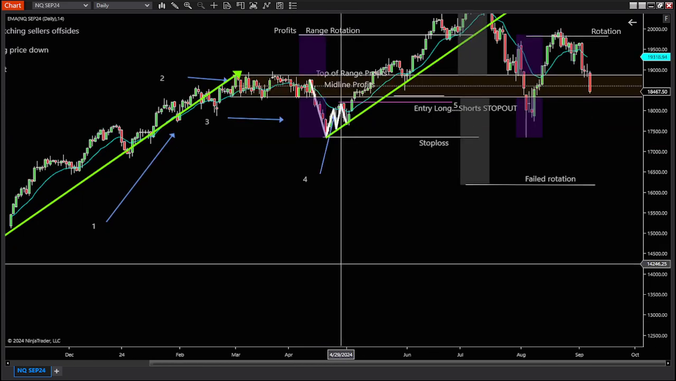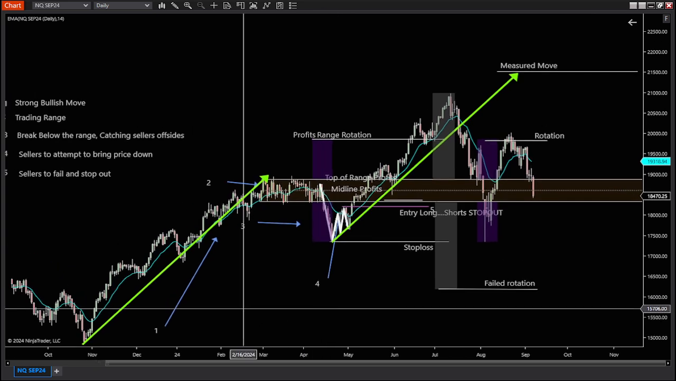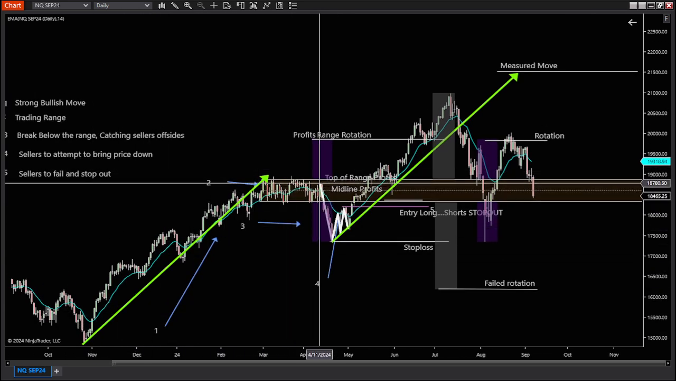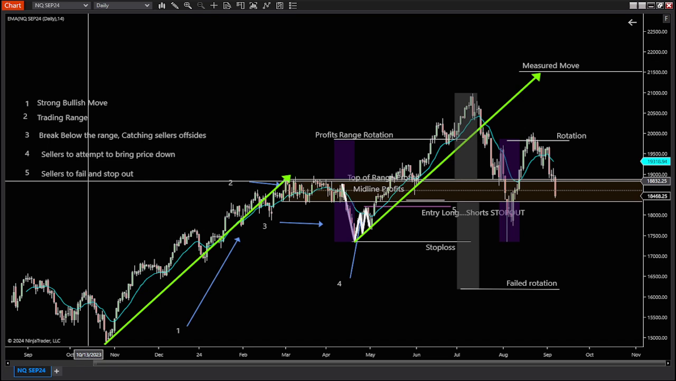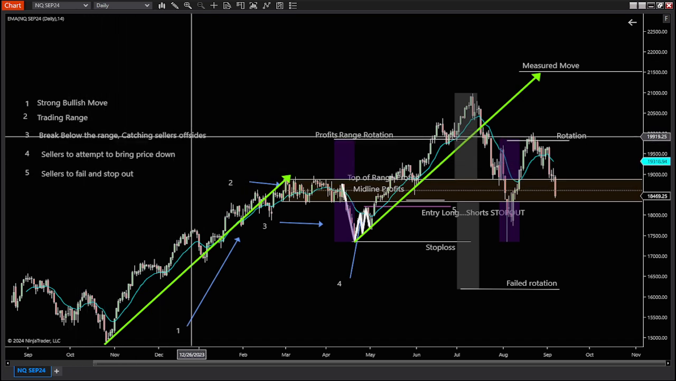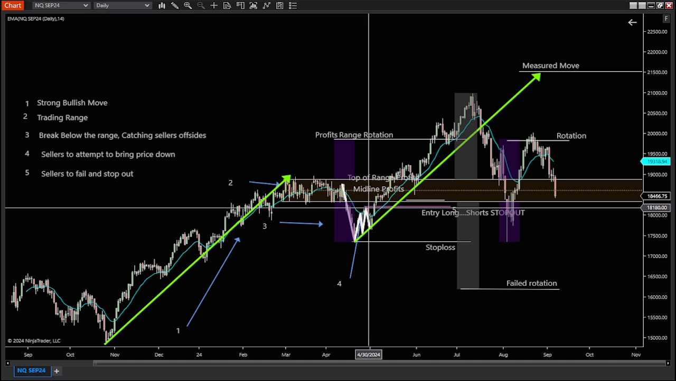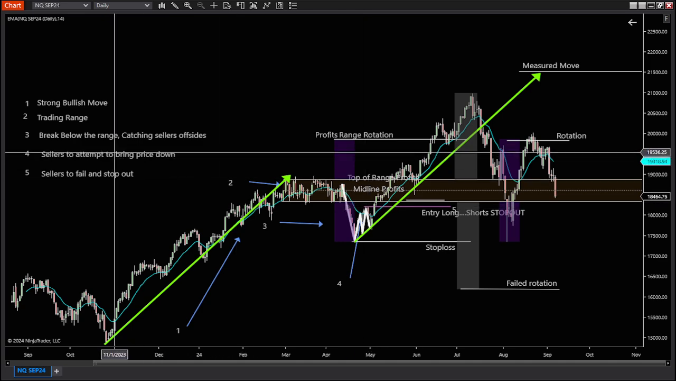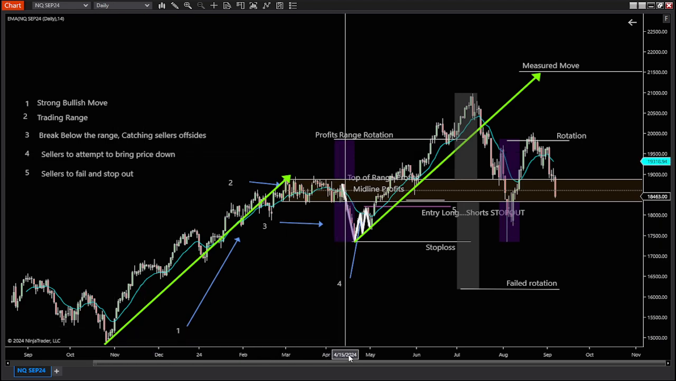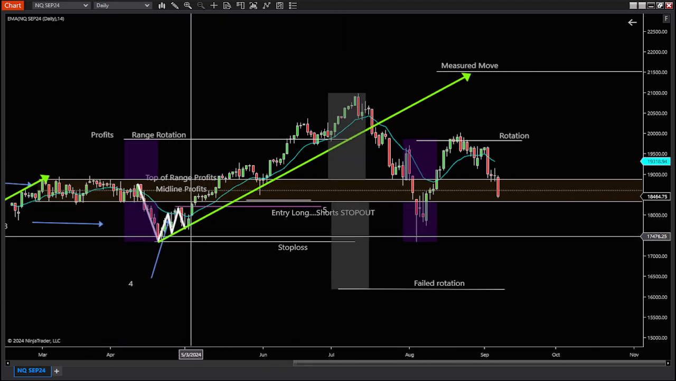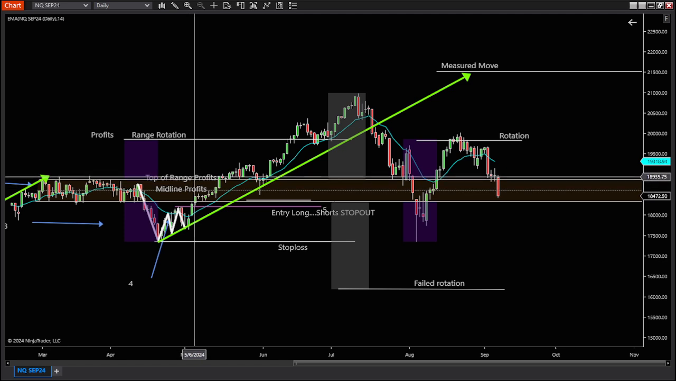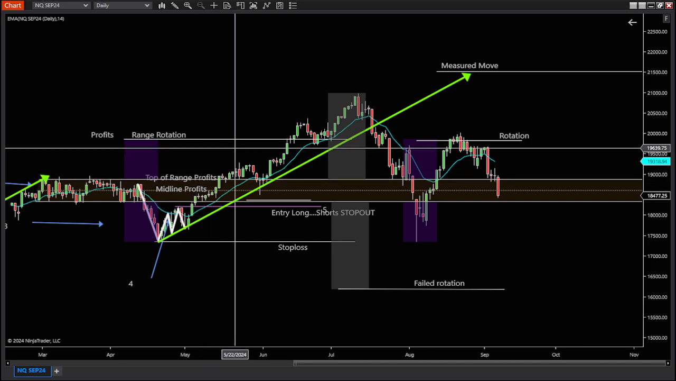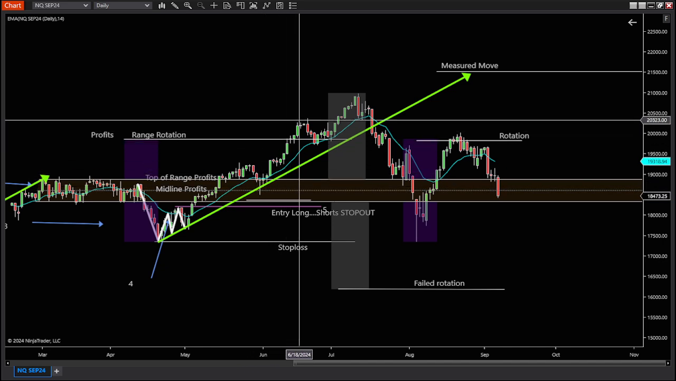This setup here is what we went over. Bullish into a trading range. Break below the range. Roping in those sellers, right? We're going to rope in those sellers. Catch the sellers offside. We're going to look where their stop losses are. Sellers attempt to bring price down, they fail and get stopped out. Profits at the midline. More profits, if not all of the profits at the top of the range. If you're holding a runner, look for the range breakout, retest to hold for the continuation.